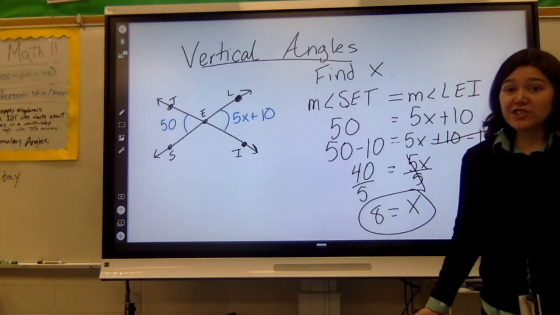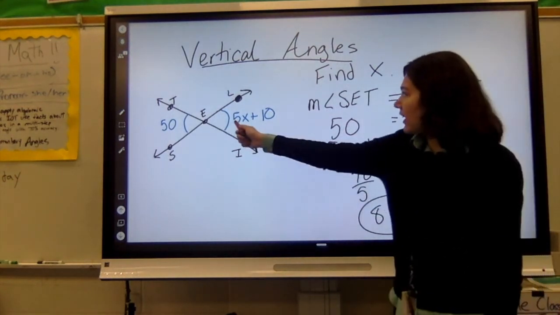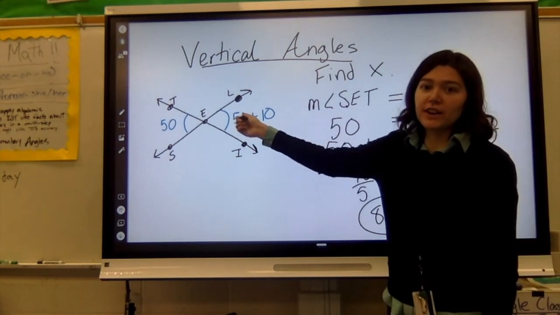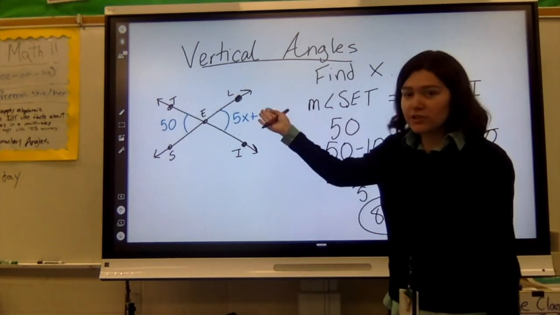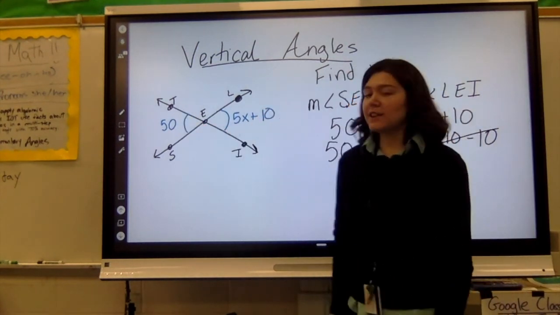Okay, so then I can check that I'm right. 5 times x, which is 8, so 5 times 8 is 40. 40 plus 10 is 50, which should be correct. 50 degrees needs to equal 50 degrees.